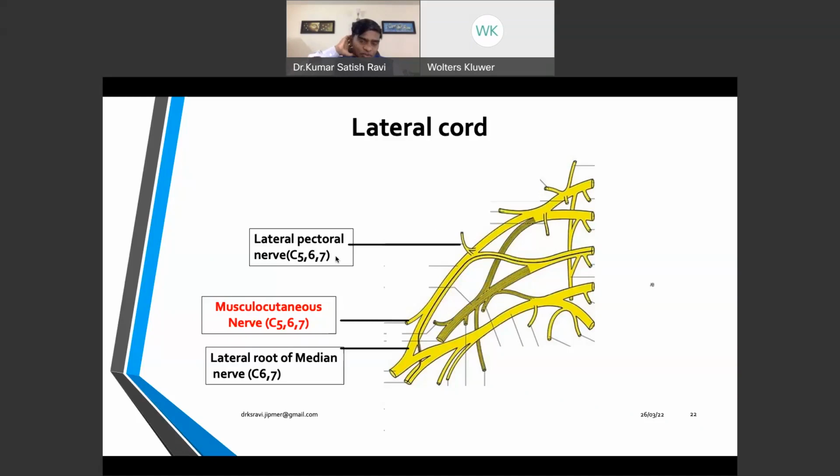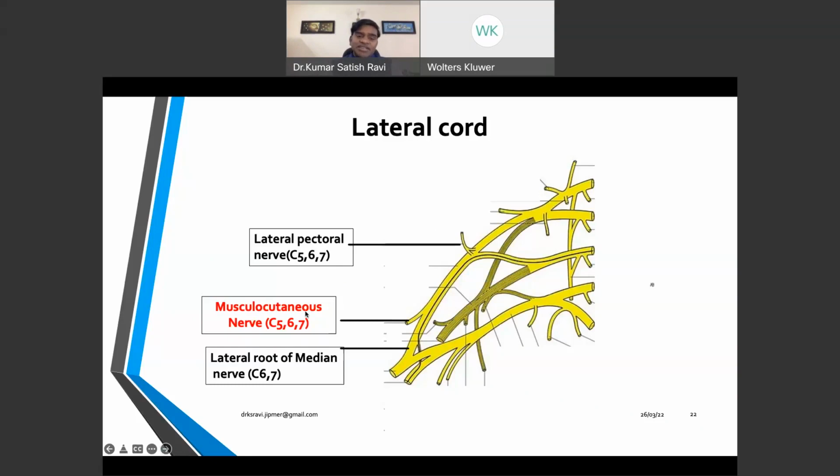Now, if you see over here, this lateral cord, the lateral pectoral nerve will carry fibers C5, C6, and C7, and it will supply the pectoralis major and the pectoralis minor muscles by piercing the clavipectoral fascia. And it can be identified by a loop of communication formed with the medial pectoral nerve in front of the first part of the axillary artery.